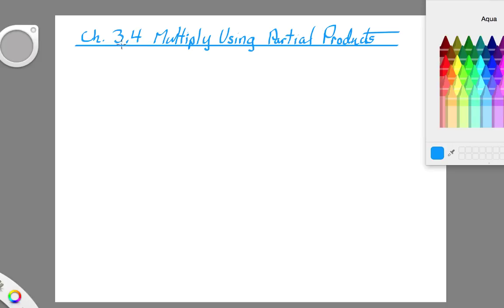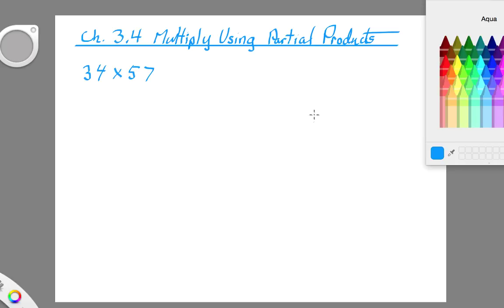Alright, this is chapter 3.4, multiply using partial products. And so we're going to multiply two-digit numbers, and we're just going to break them apart a little bit like we did in the last lesson. So it shouldn't be too much of a new concept. The problem they gave us is 34 times 57.